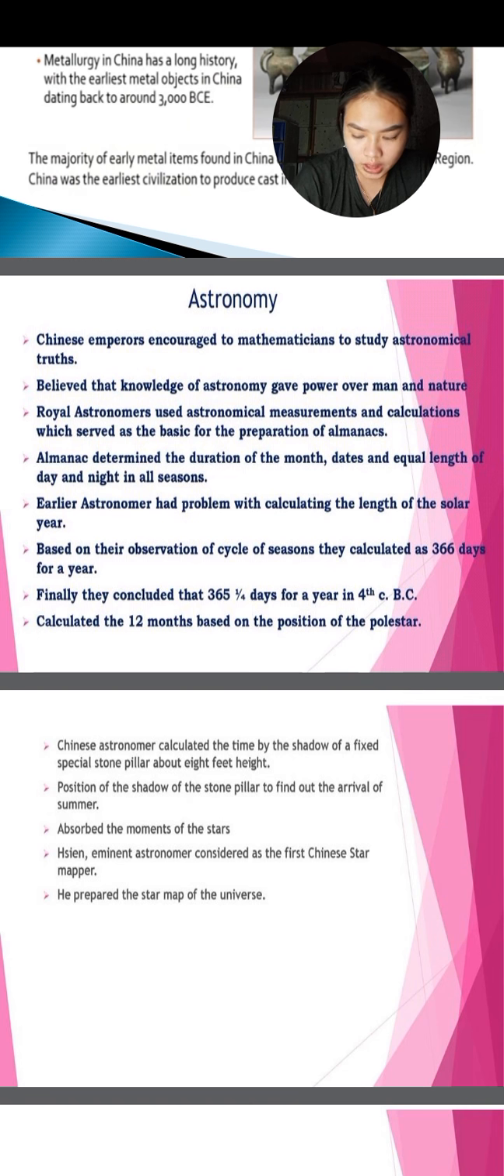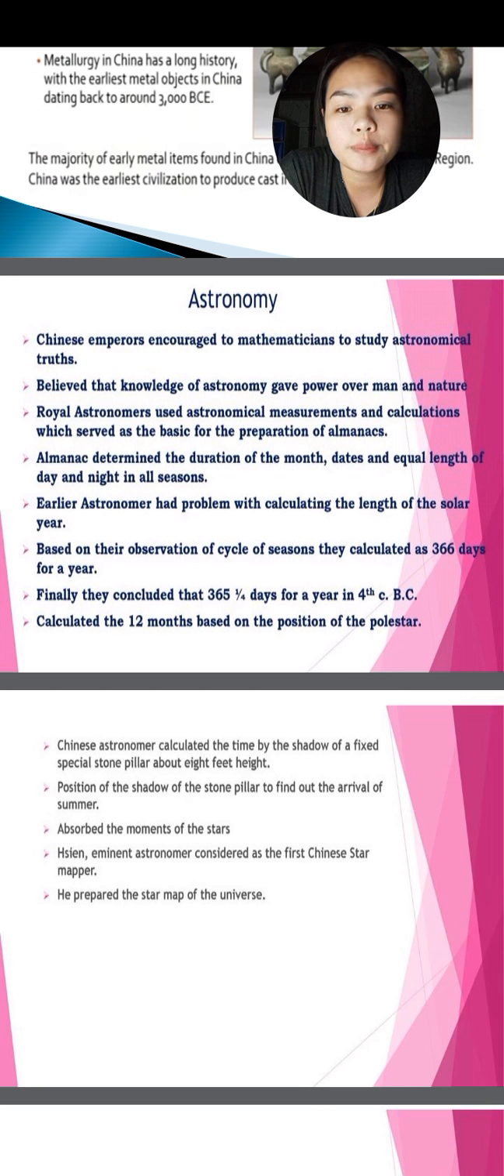So astronomy in China has a long history stretching from the Shang dynasty, being refined over a period of more than 3000 years. So Chinese emperors encouraged mathematicians to study astronomical truths, and believed that knowledge of astronomy gave power over man and nature. So royal astronomers used astronomical measurements and calculations, which served as the basis for the preparation of almanacs. So almanacs determine the duration of the month, dates, and the equivalents of day and night in all seasons.